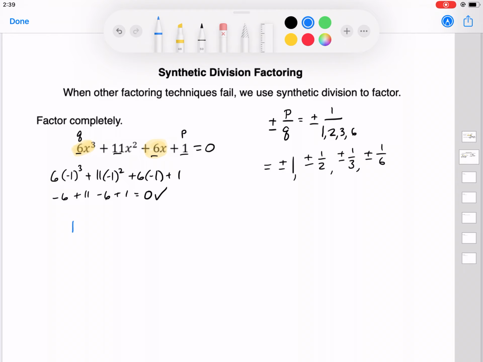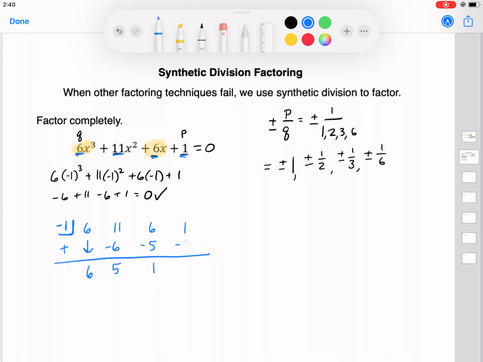So this is where synthetic division comes in. Once we find a number that works, you put that number in the box, so negative 1 in this case. I'm going to set up my synthetic, so 6, 11, 6, and 1. I'm just taking these coefficients and placing them. And go ahead and perform synthetic. I drop down the 6, then 6 times negative 1, and then I add, that will give us 5. 5 times negative 1 is negative 5. Then we get 1 when you add those.